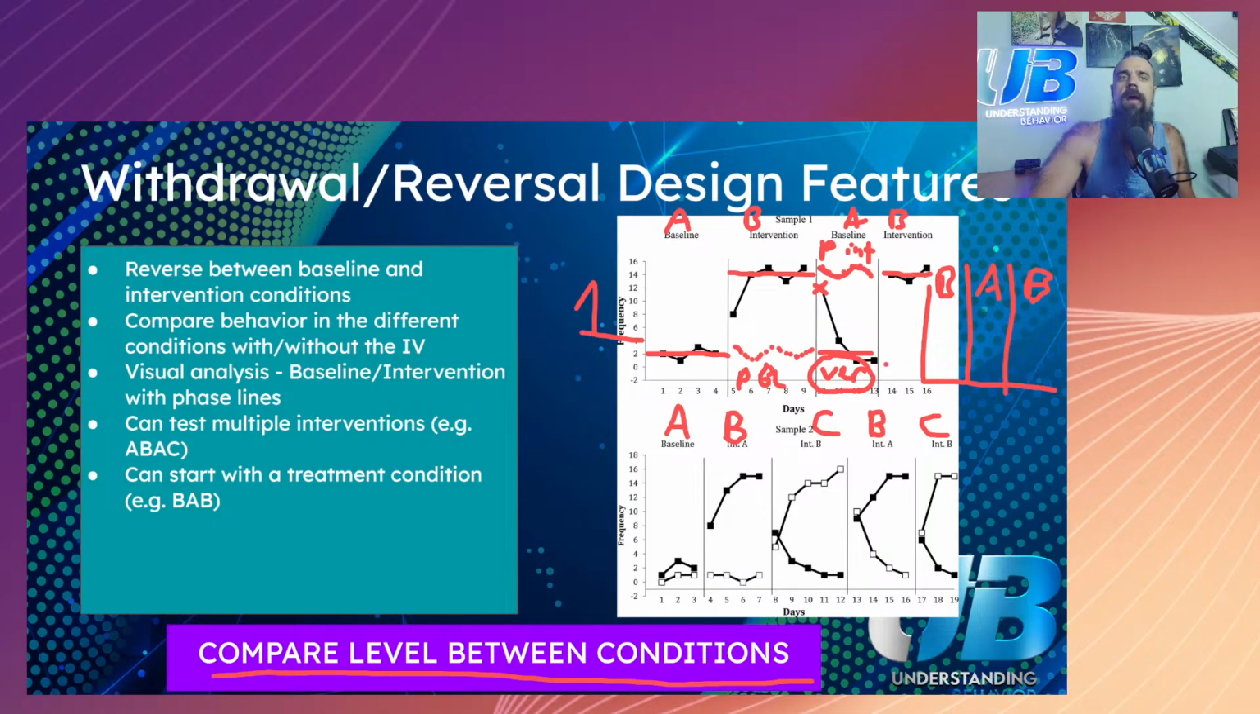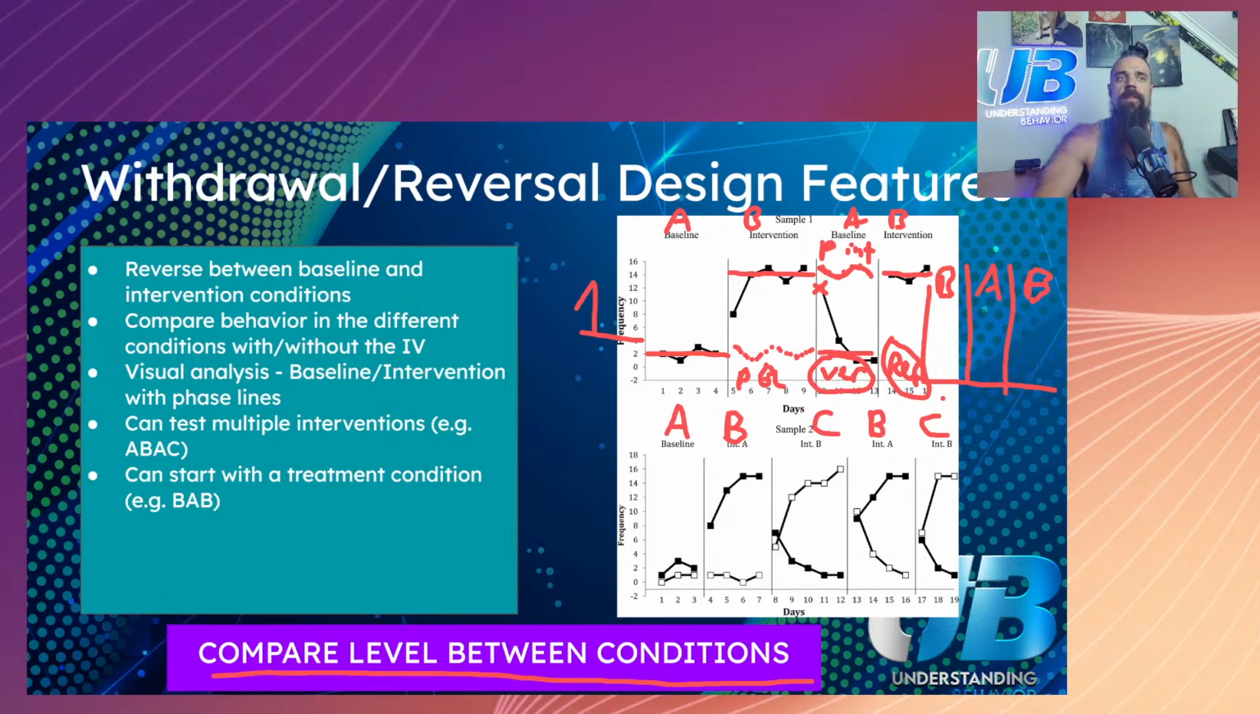So we would call that pattern replication. Once again, we made a prediction about our intervention condition that's going to be around 14 as the level with no trend. We reverted back to our intervention condition and we saw that pattern occur. We saw no trend at about 14 level. Perfect. Nice job here, crew.